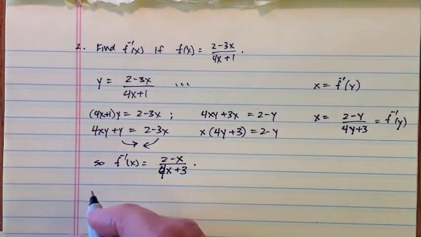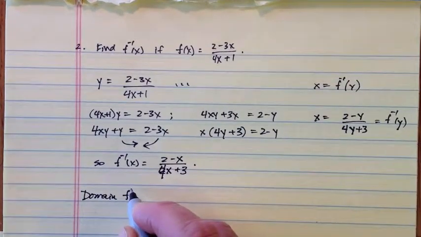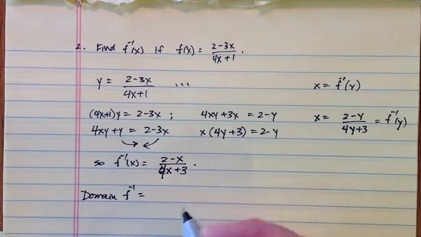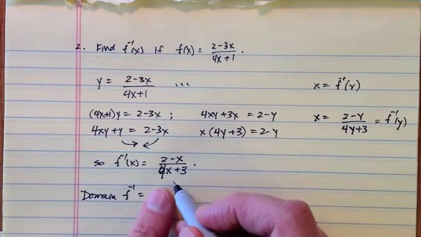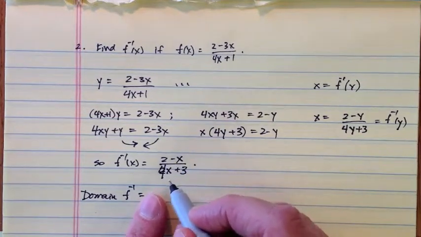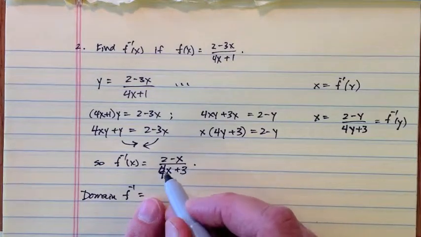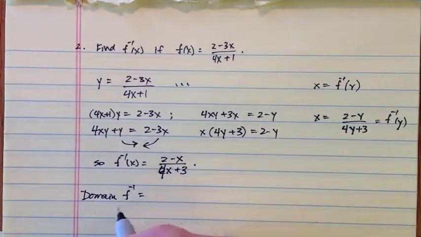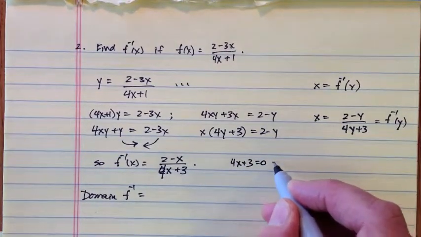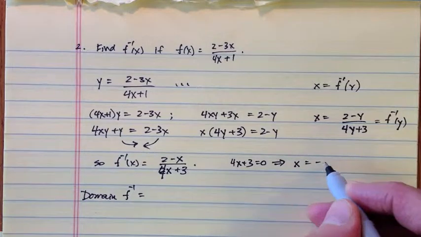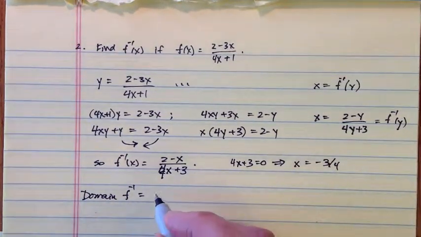One other thing they'd like to ask is, what's the domain of f inverse? Well, I've got f inverse right in front of me. It's just a domain problem. There are no radicals. The only thing I have to make sure of is that this denominator is non-zero. So when I set this denominator equal to 0, I learned that that only happens at x equals negative 3/4. So the domain is all real numbers except negative 3/4.